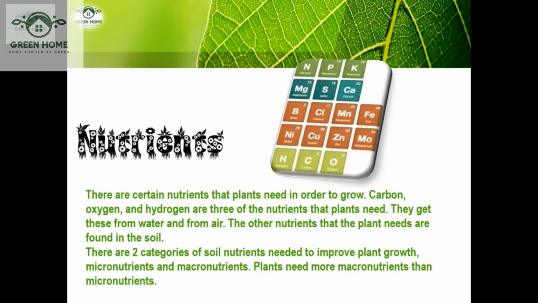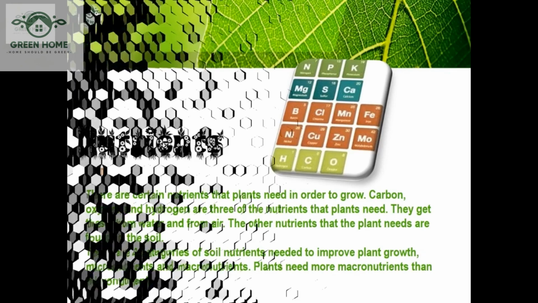Nutrients. There are certain nutrients that plants need in order to grow. Carbon, oxygen, and hydrogen are three of the nutrients that plants need. They get these from water and from air. The other nutrients that the plant needs are found in the soil. There are two categories of soil nutrients needed to improve plant growth: micronutrients and macronutrients. Plants need more macronutrients than micronutrients.